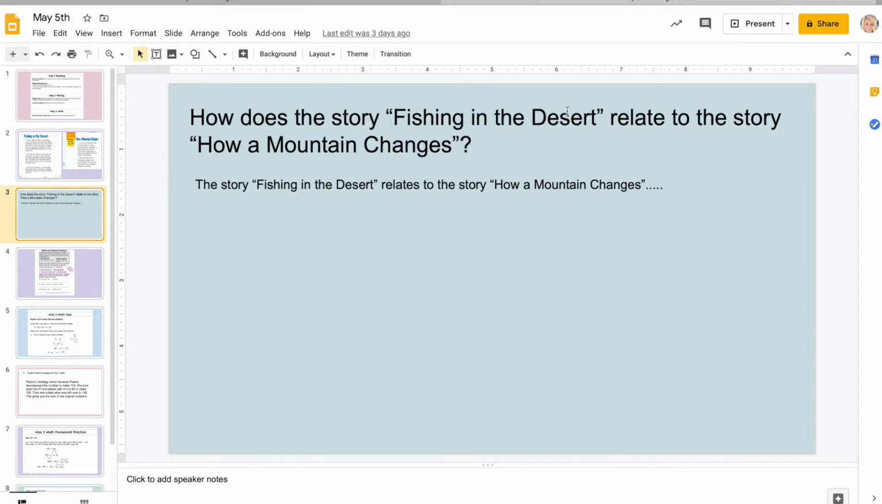How does the story Fishing in the Desert relate to the story How a Mountain Changes? This is a sentence starter for you to get started. The story Fishing in the Desert relates to the story How a Mountain Changes, and then you go ahead and write how you think it relates. And remember, when you're writing about something relating, you're going to be using words such as similar or the same in that writing prompt.